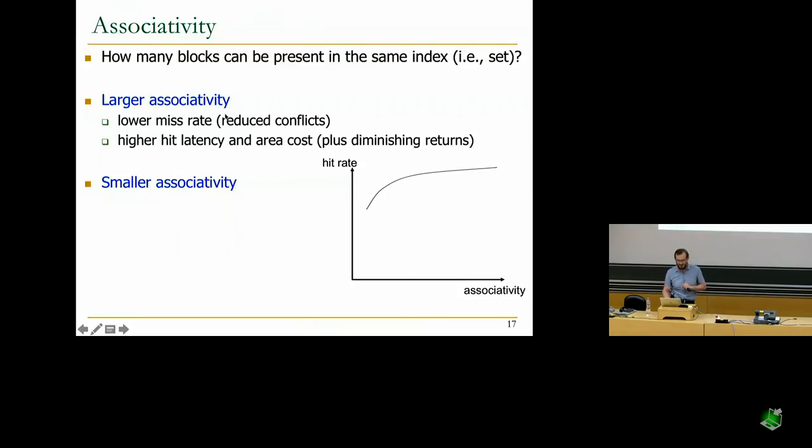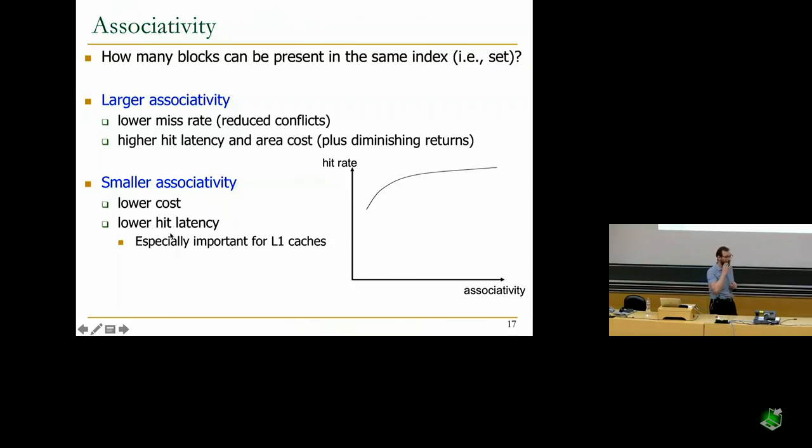Diminishing returns are shown here, but the effect of hit latency and area costs clearly cannot be shown by the hit rate. So if you have smaller associativity, you get lower cost and lower hit latency. And lower hit latency is especially important for L1 caches. As a result, L1 caches are usually less associative. But if you go to L4 caches, for example, it could be 128-way associative, right?